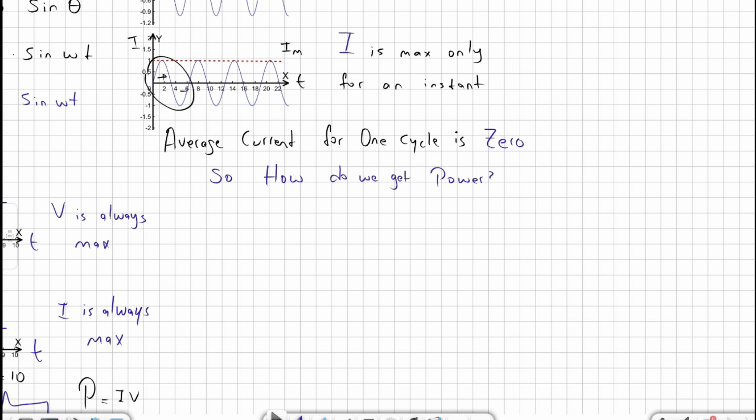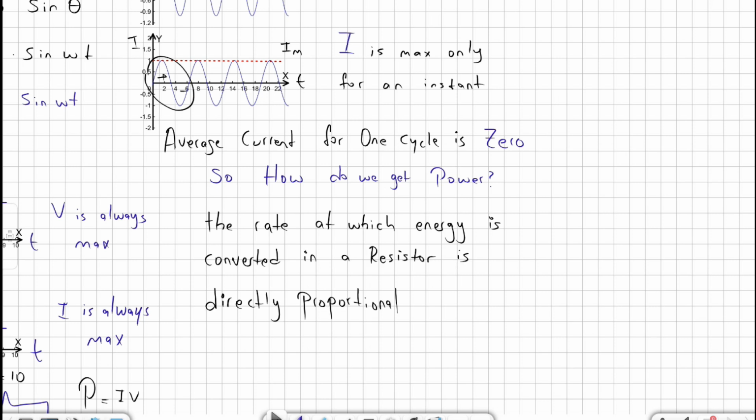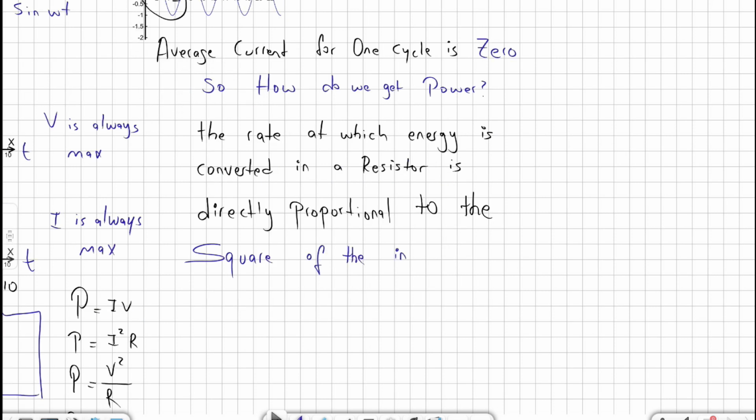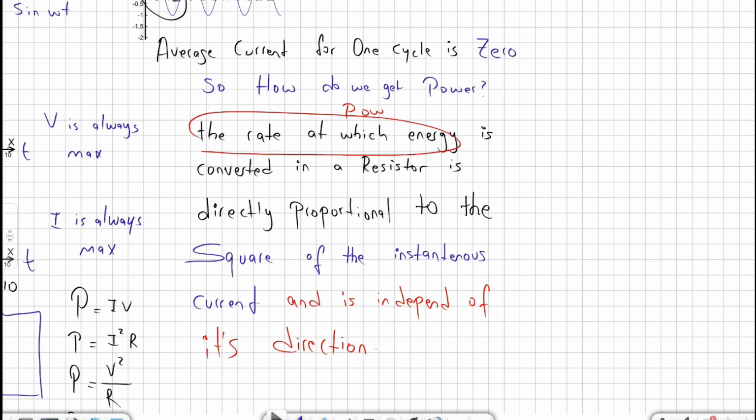It depends on the instantaneous value, and the rate at which energy is converted in a resistor is directly proportional to the square of the instantaneous current and is independent of direction. So direction is not important. The square of the instantaneous current is important. Please remember that this is the definition of power. Power is the rate at which energy is converted. So we can say that power is directly proportional to the square of the current, and later in the power laws we will be using this equation.